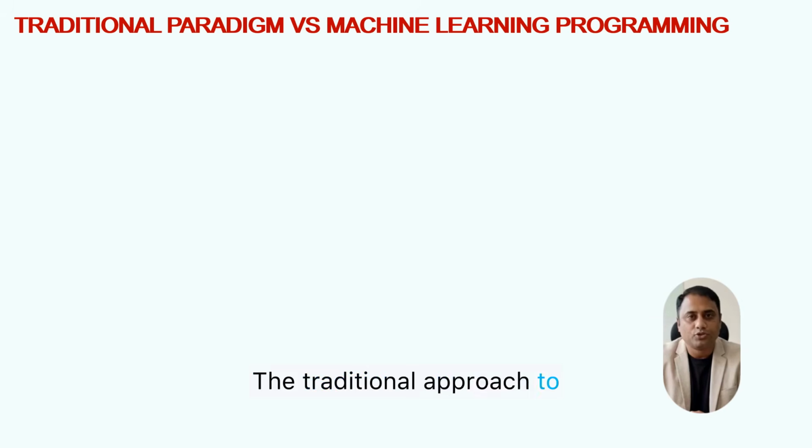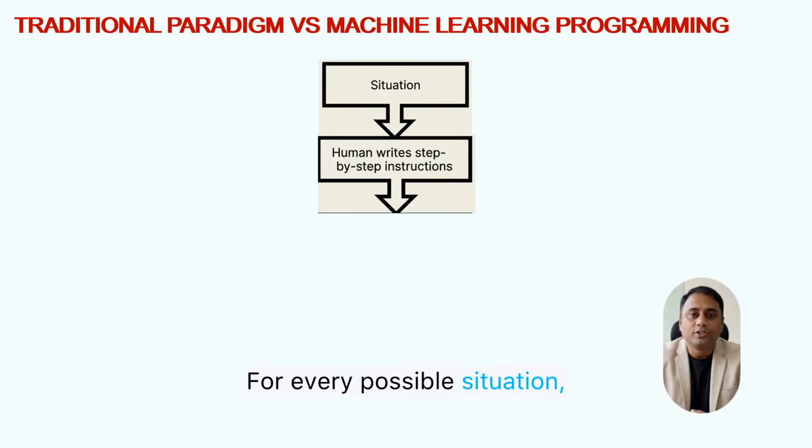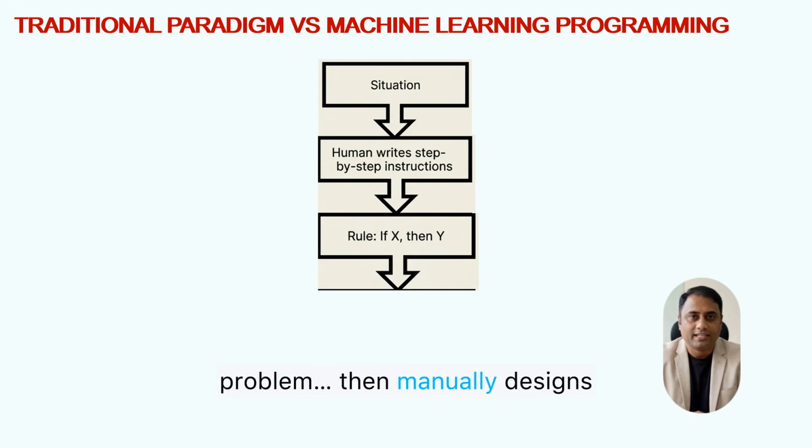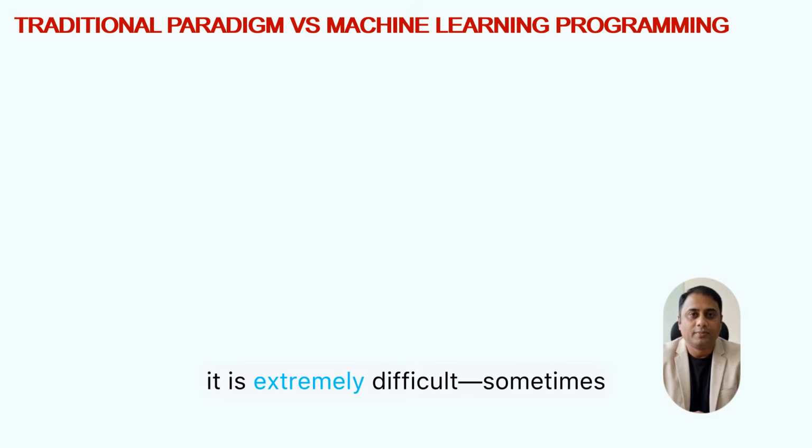The traditional approach to problem solving is known as the old paradigm of programming. In this approach, we write step-by-step instructions for a computer to follow. For every possible situation, we must carefully define the rules. In other words, a human first understands the problem, then manually designs rules like, if X happens, then do Y. By combining these rules with data, the computer produces the desired output. However, this approach has a major limitation.